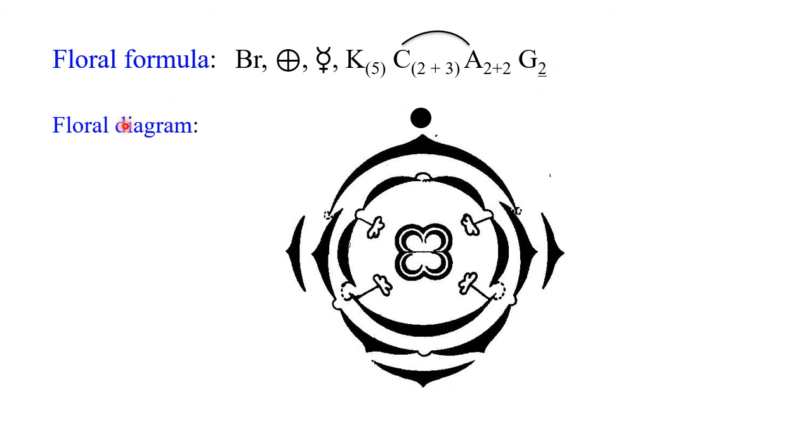syncarpous. And here you will see the floral diagram. Bracteoles you can add here, because this varies from species to species, but generally you can add that if bracteoles are there, it is bracteolate. Then here you will see 5 sepals, then these are 5 petals, then these are 4 stamens. Out of these, 2 stamens are long and 2 stamens are short, and this is bicarpellary. This is one and this is second.